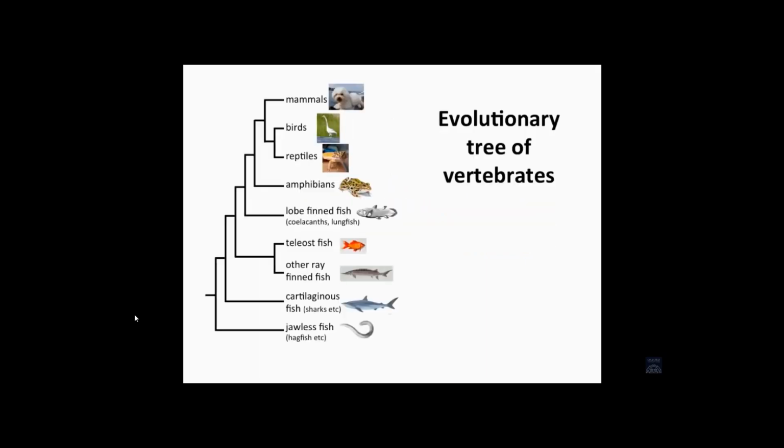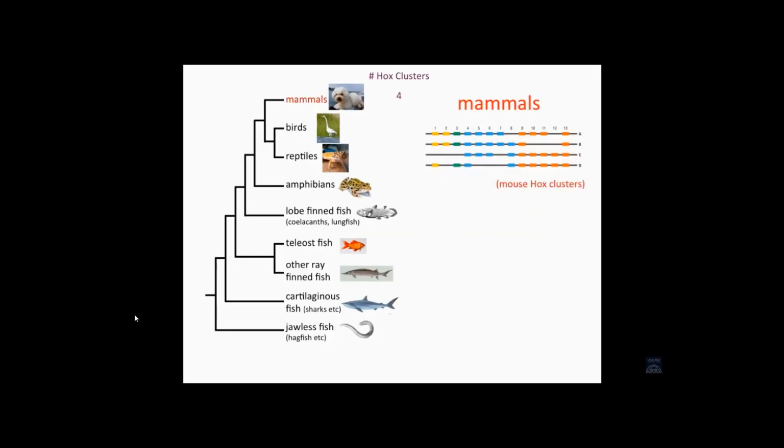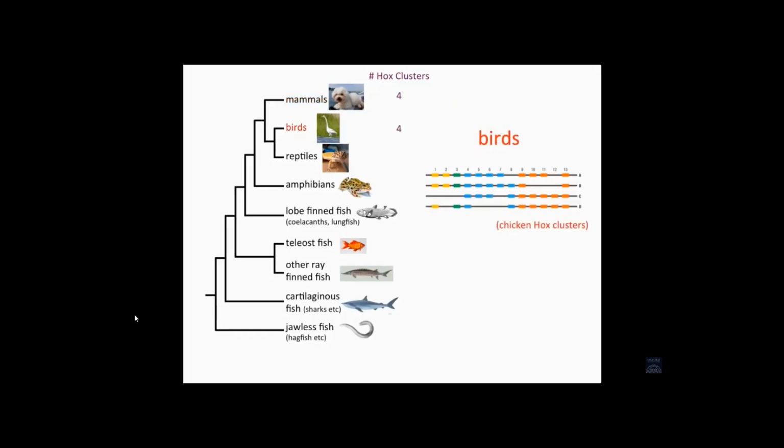Let's take a look at an evolutionary tree of vertebrates. Those are animals with backbones like ours. When we look at the Hox genes of other mammals, like mice, we find that they have a very similar number of Hox clusters and genes within the clusters to humans. If we look across the tree a little bit further to birds and other tetrapods, those are the 4-limbed vertebrates, we also see 4 Hox clusters, but occasional loss and gain of some of the individual genes.